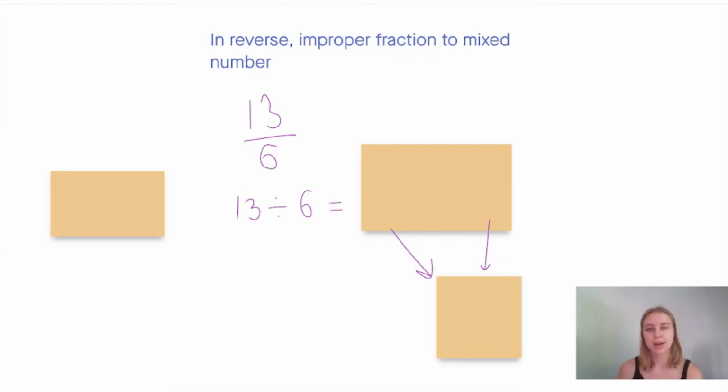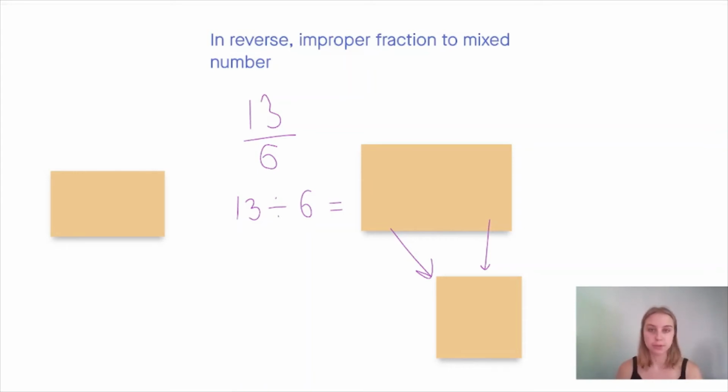So there's kind of two ways of thinking about it. The first way is doing the division and leaving a remainder. If you're happy with how to do that, follow that. Otherwise, there's another way you can think about it, and that's how many multiples of 6 can fit into 13.